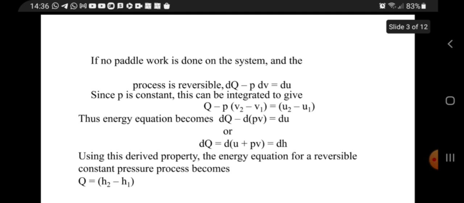Using this, we derive the properties. The energy equation for a reversible constant pressure process becomes Q is equal to H2 minus H1.